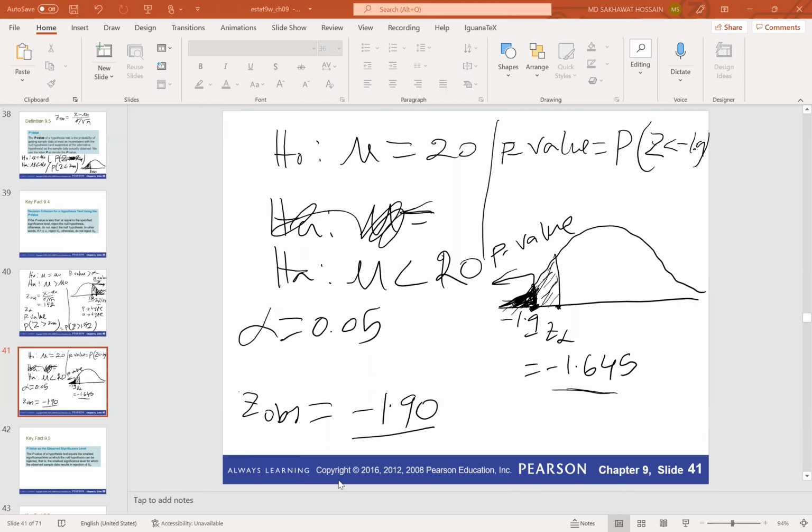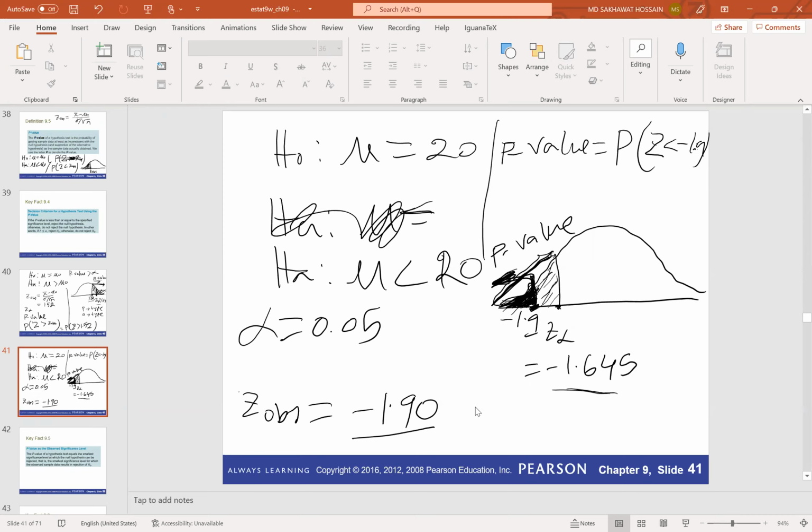Okay, so what about the p-value? Is it greater than alpha or less than alpha? That means, is this area less than this area or greater than this area? Alpha is the area from here to here. This one is the alpha, and the p-value is the area from just here to here. This is the p-value. So which one is larger, p-value or alpha?